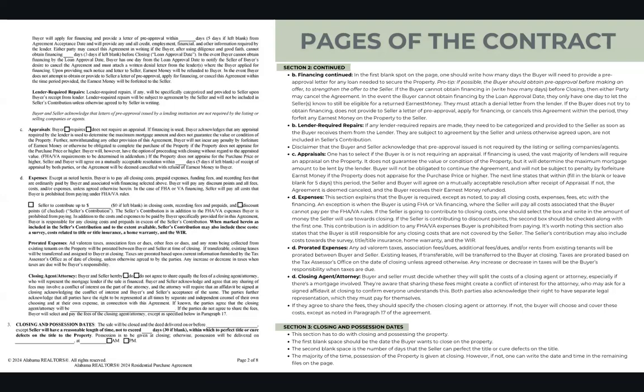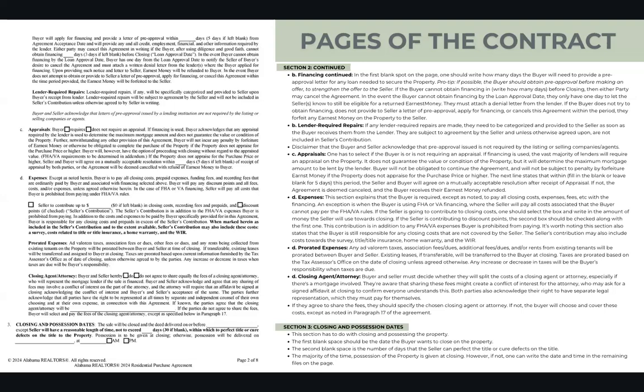Expenses. So this section explains that the buyer is required to pay all closing costs, expenses, fees, etc. with the financing. An exception is when the buyer is using an FHA or VA financing, where the seller will pay all costs associated that the buyer cannot pay. If the seller is going to contribute to closing costs, one should select the box and then write in the amount of money that the seller will use towards closing.